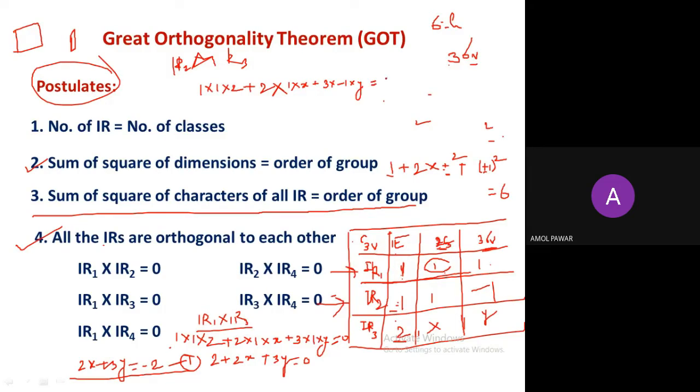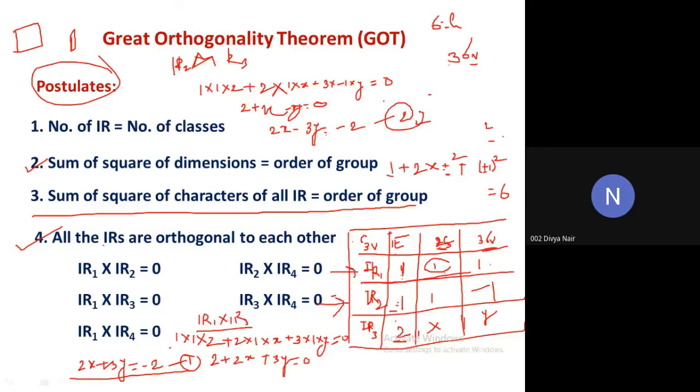is equal to 0. Now again rearrange this equation: 2 plus 2x minus 3y is equal to 0, or we can write 2x minus 3y is equal to minus 2, right? This is equation number 2. Now by solving equation number 2 and equation number 1, which value we will get for x and y?